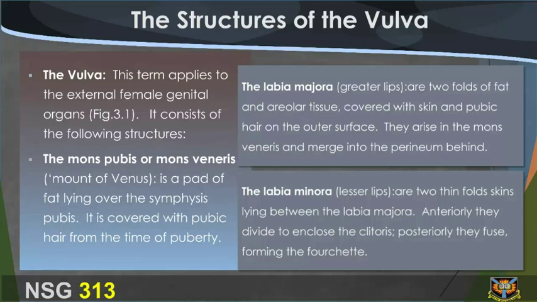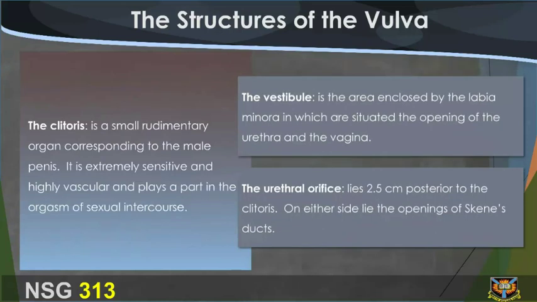Posteriorly, they fuse, forming the fourchette. The clitoris is a small rudimentary organ corresponding to the male penis. It is extremely sensitive and highly vascular and plays a part in the orgasm of sexual intercourse.